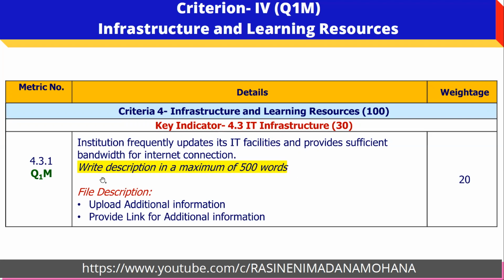So in total there are three qualitative metrics. All these qualitative metrics are evaluated during the peer team visit to the campus after the DVV process is completed. Inspection will take place, so there only qualitative metrics can be evaluated.